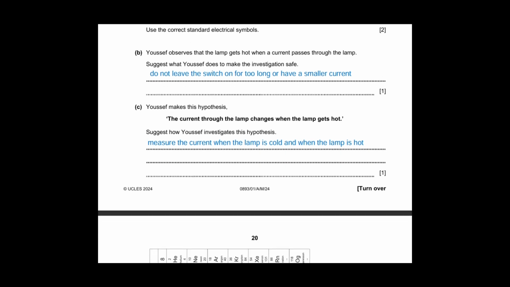Then the last question is about Yusuf making a hypothesis that the current to the lamp changes when the lamp gets hot. Is it true? Suggest how Yusuf investigates his hypothesis. How do you suggest he can do that? It's about measuring the current in the lamp when it's not yet connected, when it is cold, and when it's eventually connected over time, when it is hot. So you can then compare the current before and the current after.